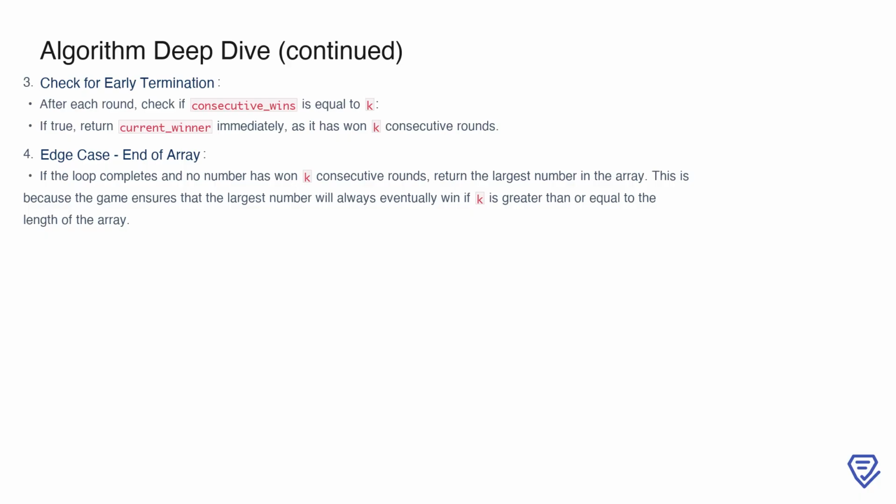Additionally, we handle the edge case where the loop completes without any number winning k consecutive rounds. In such a scenario, the largest number in the array will always be the winner. This is because the largest number will continue winning every comparison once it becomes the current_winner. Therefore, if no number meets the k condition, we simply return the maximum element from the array.